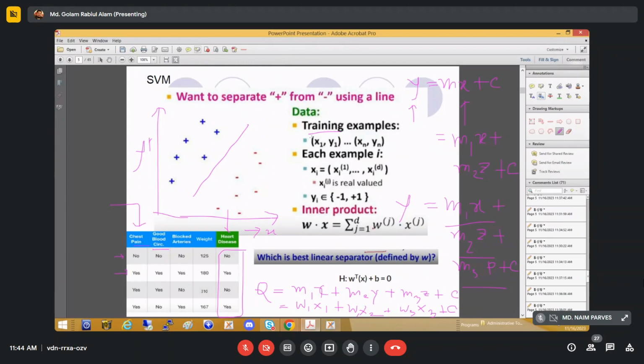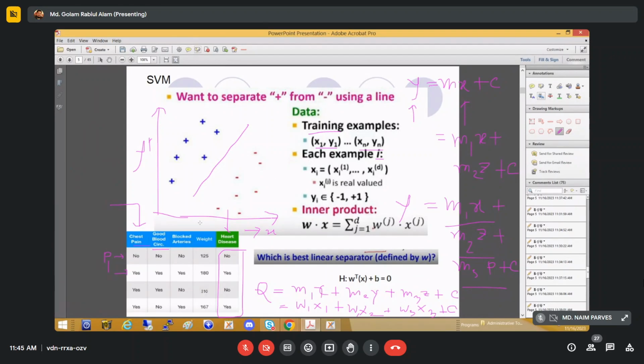So now we need to understand the data set first. The training examples, we can see here X1 up to Xn, and here is Y1 and Yn, like this. For each example i, that means for each patient, for patient 1, this is P1, patient 1.